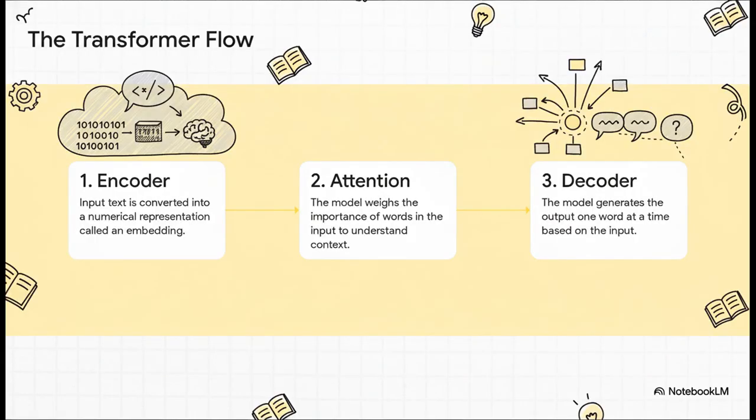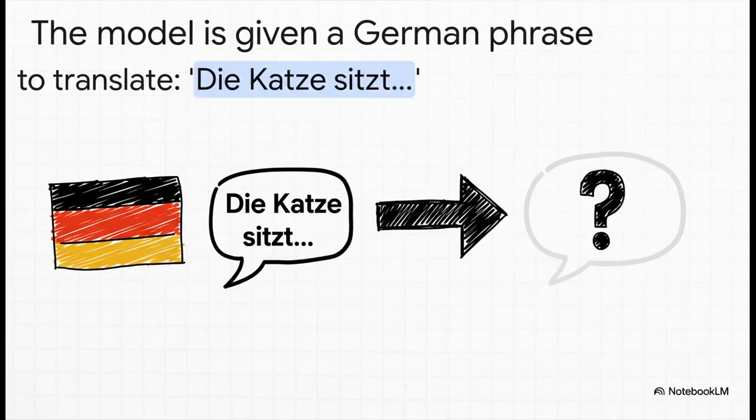So here's a super simplified version of how it works. First, the encoder takes your input, let's say a sentence, and turns it into a bunch of numbers the computer can work with. Then, that attention mechanism kicks in, weighing which words are most relevant to each other. Finally, the decoder looks at all that information and starts building the output, generating it one single word at a time. Let's make that real. Let's say we feed the model this simple German phrase, Die Katze sitzt, which means the cat sits. The model has read this, turned it into numbers, and is now ready to start translating.